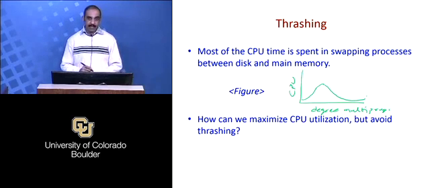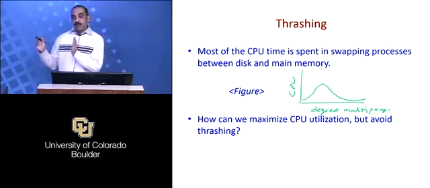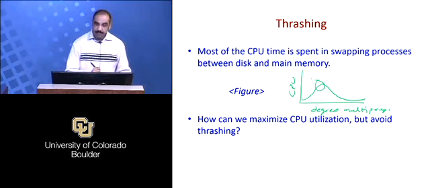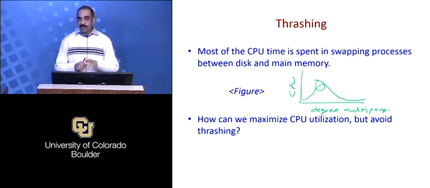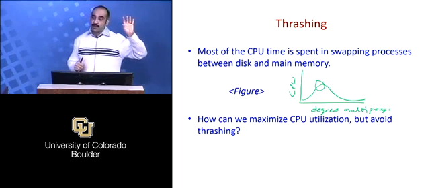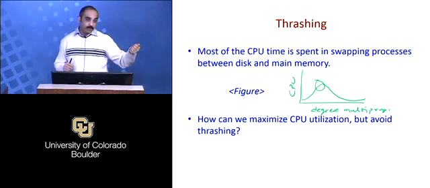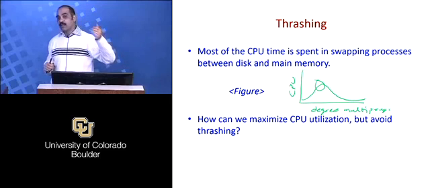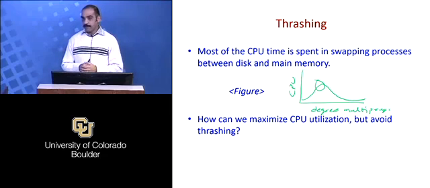So what you want to do is maintain your degree of multiprogramming somewhere around here, where you are maximizing the CPU utilization. This is a sweet spot where you have a sufficient number of processes in memory, so that you are always able to find a process to run. But at the same time, you are able to allocate enough pages to each process so that your page fault frequency is not very high.